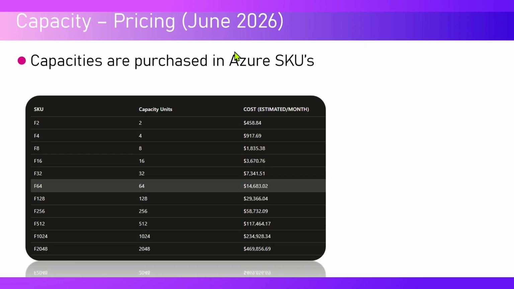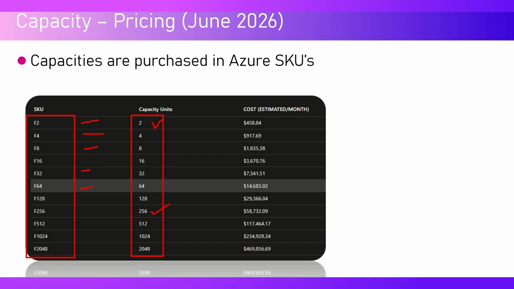Now, capacities are purchased in Azure SKUs. As you see over here, you can purchase Azure SKUs from F2 till F2048. So F2, F4, F8, F16, F32, F64, and then it goes on till F2048. Based on the number, you can easily tell that when it is F2, there are two capacity units. When it is F256, there are 256 capacity units.